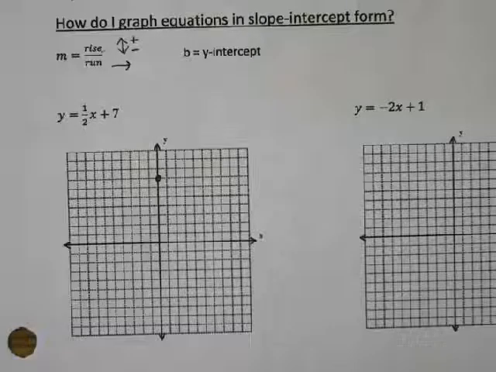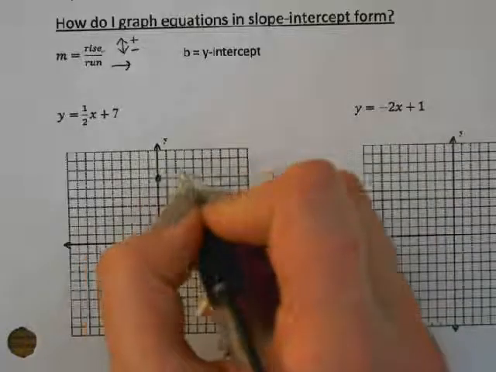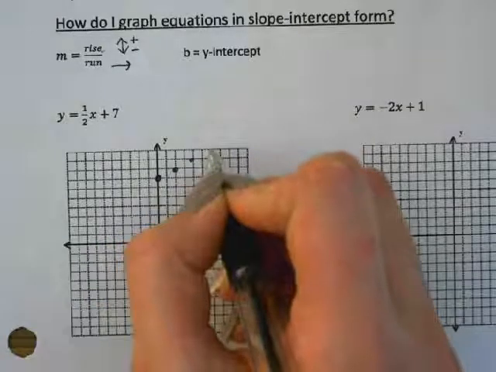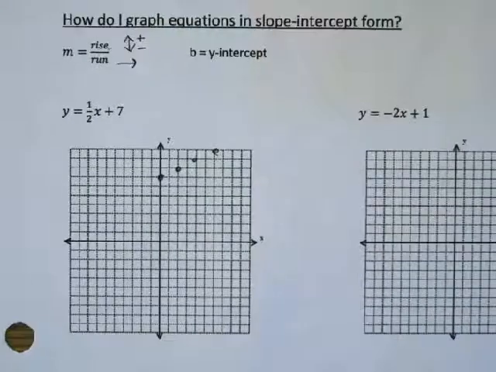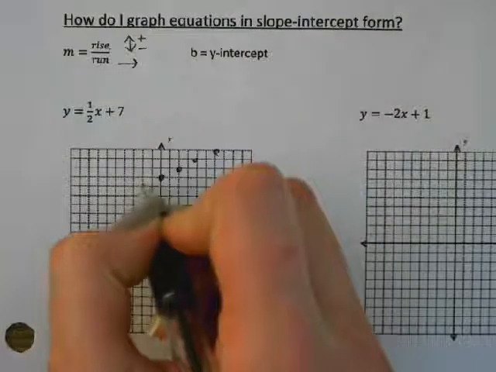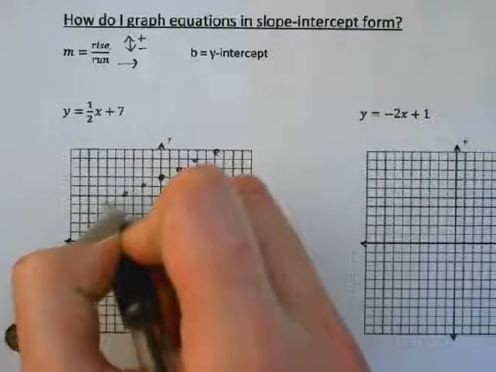And then, are you guys ready? Are we ready? Okay. And then we're going to rise 1 and run 2. So we're going to go up 1 and to the right 2. Up 1 to the right 2, up 1 to the right 2. And then if you run out of room, you can do the backwards version. So we can go down 1, left 2, down 1, left 2, down 1, left 2.